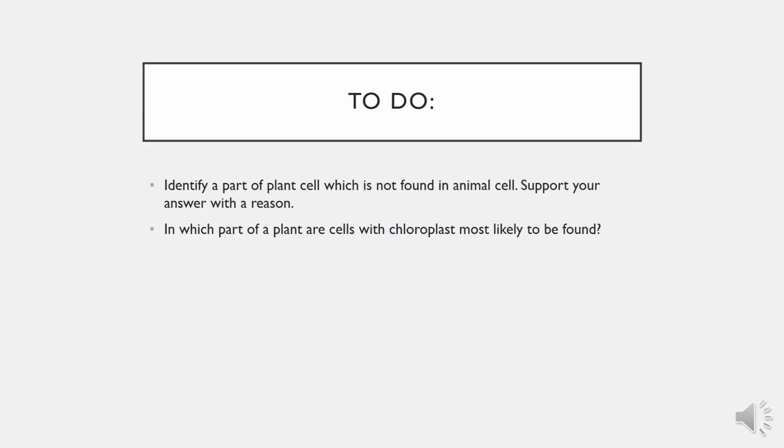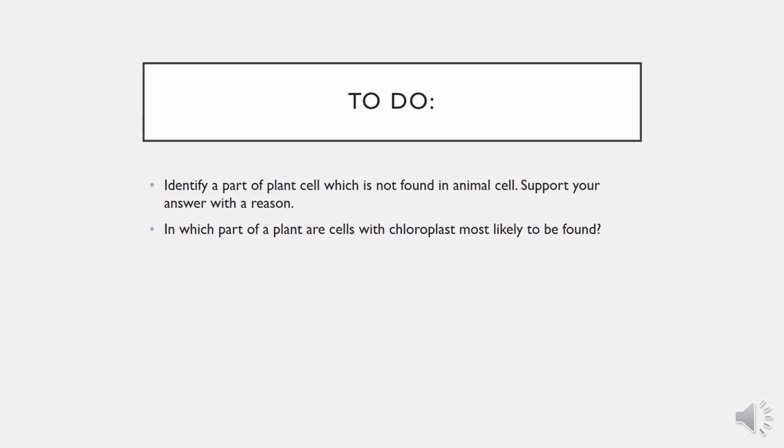Now I am giving you a task that you have to do. Identify a part of plant cell which is not found in animal cell and support your answer with a reason. In this lecture we have discussed it. You can go through the lecture again, okay, and then you can find the answer. Answer is there in the lecture.